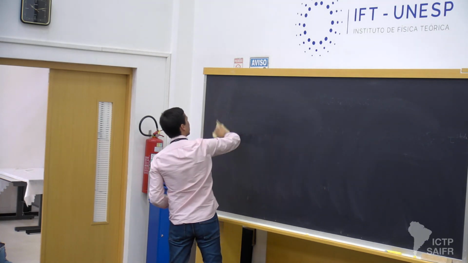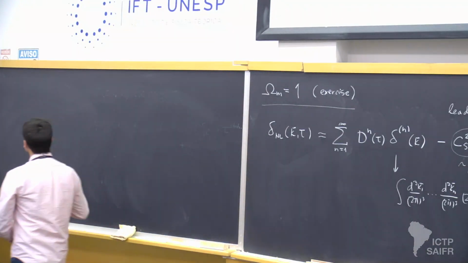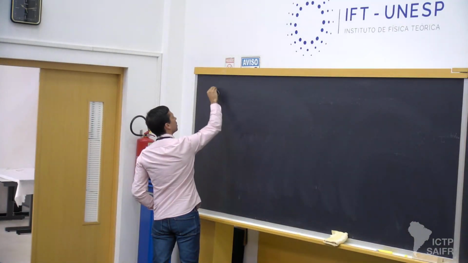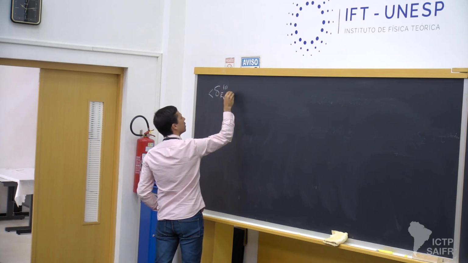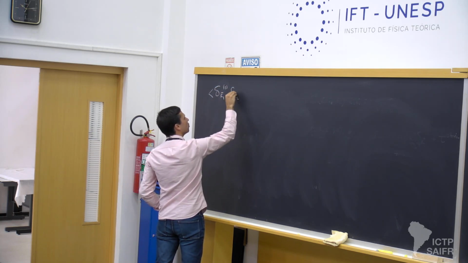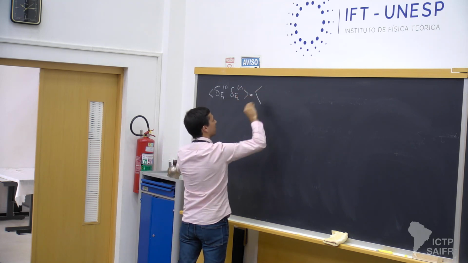I mean, none of these things are complicated. It just takes some time. So for instance, if I want to calculate delta K1 at second order and another delta K2 at second order, this is going to be what? I have expectation value.